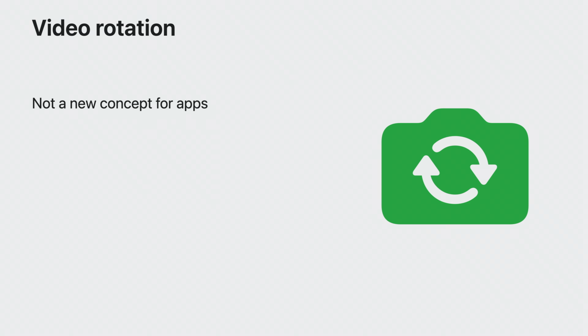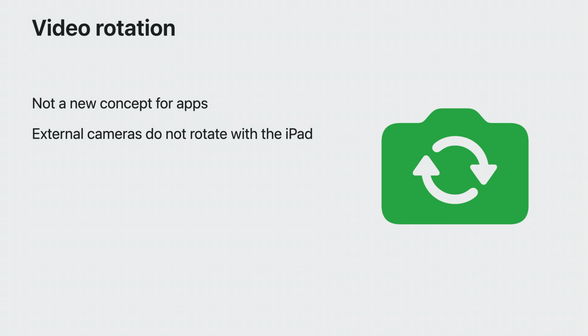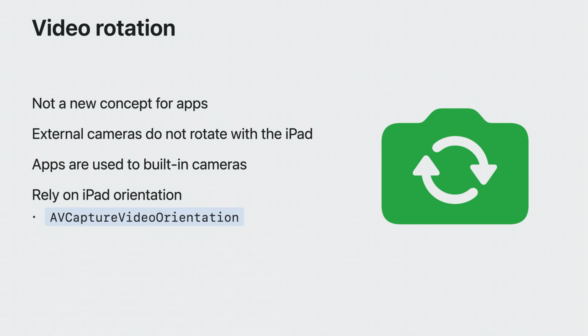Video rotation is not a new concept for camera apps, but when using external cameras, it is important to know that they move independently from the iPad. Apps are used to built-in cameras, and because of this, they rely on the iPad's orientation to rotate the camera's video, and use the AVCaptureVideoOrientation enum. This is what AVCam was doing in the previous demo. It tried rotating the external camera to match the iPad's orientation.